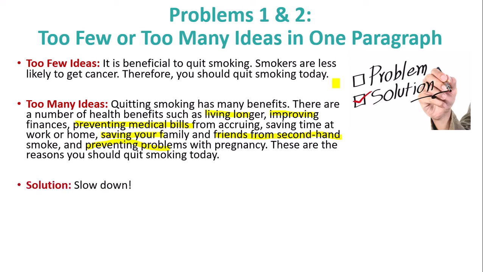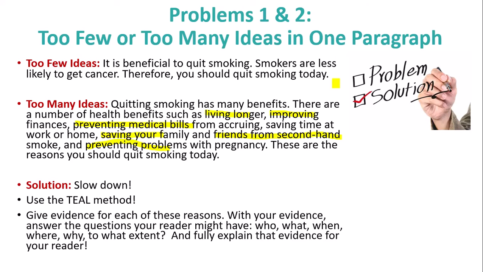For body paragraphs, both of these people need to really slow down. Try to use that TEAL method. Neither one of these paragraphs has any evidence. Neither one of these paragraphs has any real explanation. It's just listing things or giving one example of one reason. So there's a lot of unanswered questions.